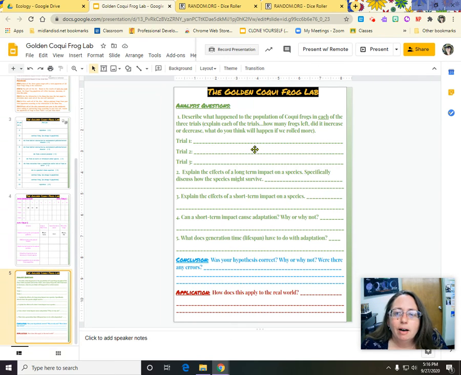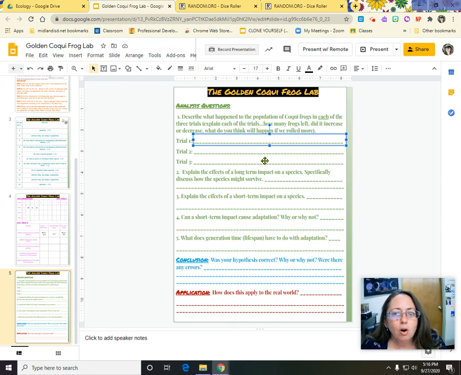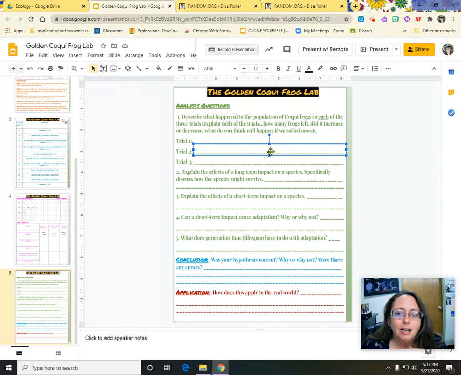Then we have questions. So question 1 is going to be easy. All you do is just talk about what happened during your first trial and your second trial and your third trial. So it says, explain the trial. How many frogs did you have left? Did it go up or down? What do you think would happen if we rolled more? Okay, so just explain all of that for the 3 trials.